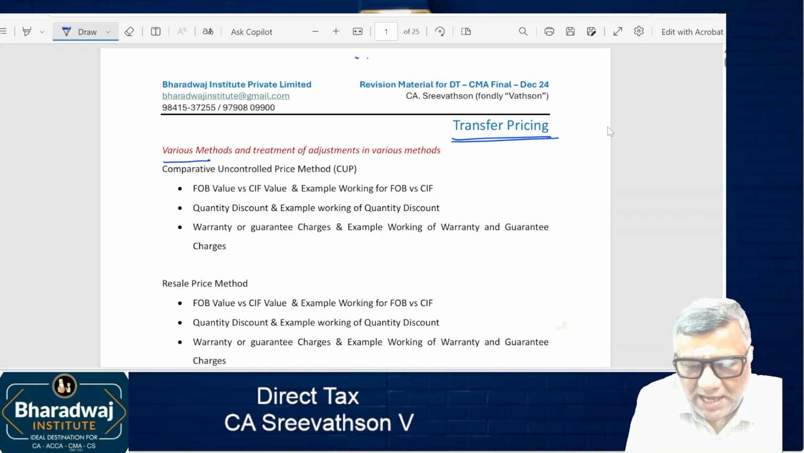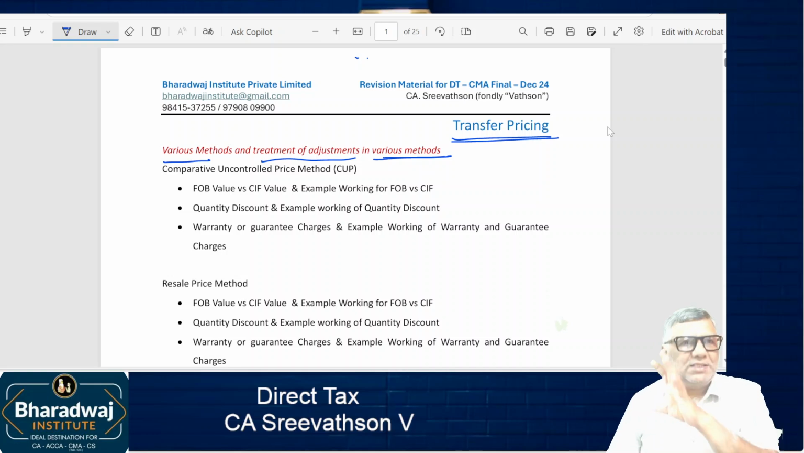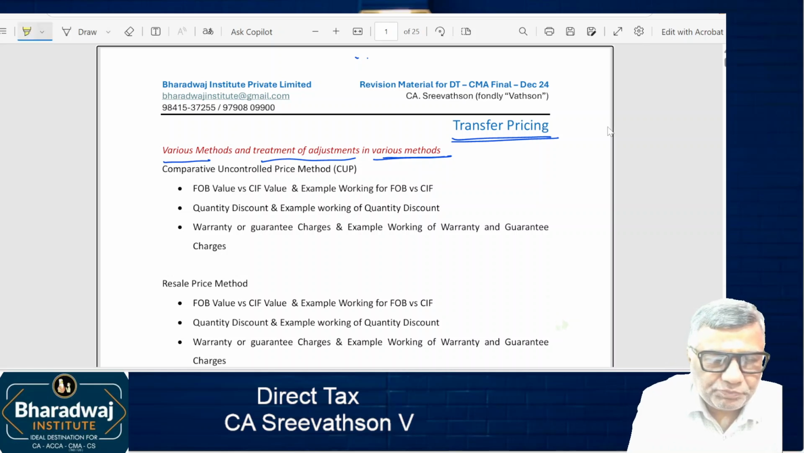Various methods and treatment of adjustments in various methods. What are these methods? What are all the adjustments that need to be made? How does this need to be countered?